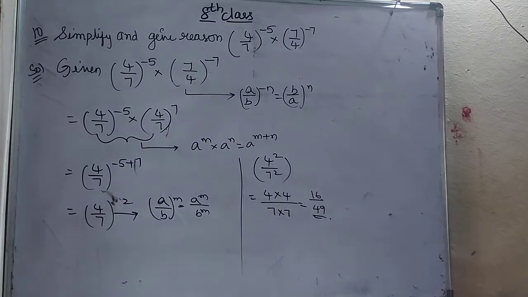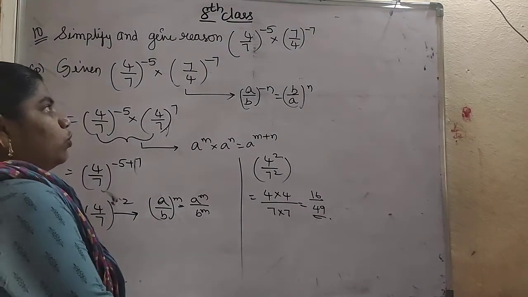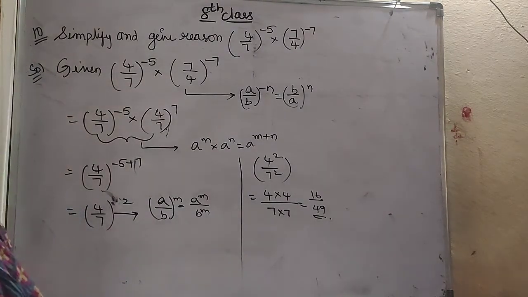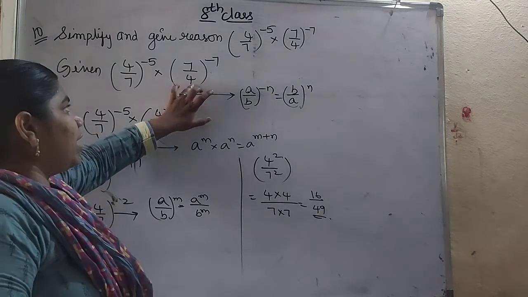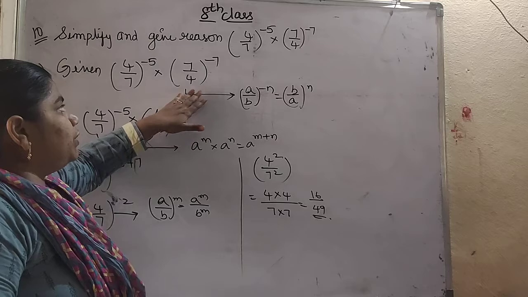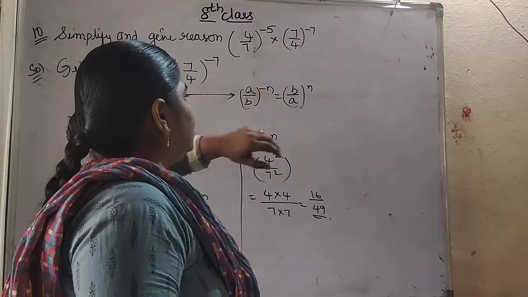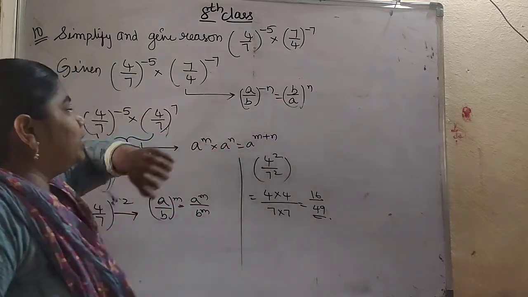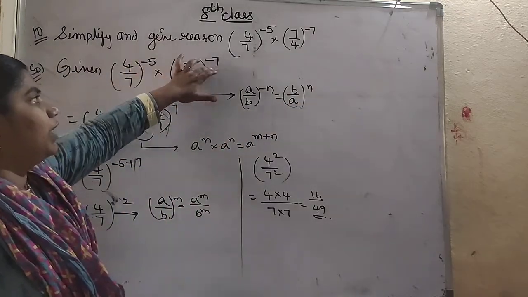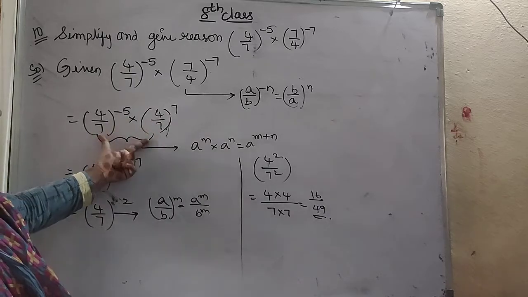Okay. So here what is the question? (4/7) to the power of minus 5 into (7/4) whole power minus 7. Here only the second one has the reciprocal. So you can reciprocal this also instead of this. By using which formula? (a/b) whole power minus n is equal to (b/a) whole power n. If I reciprocal this, the negative power will become positive. So why have I taken the reciprocal? To convert into this formula.